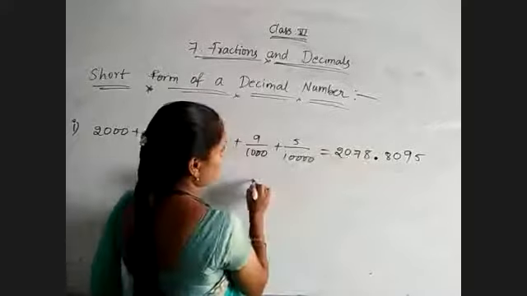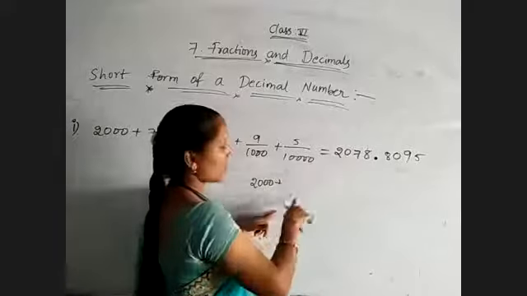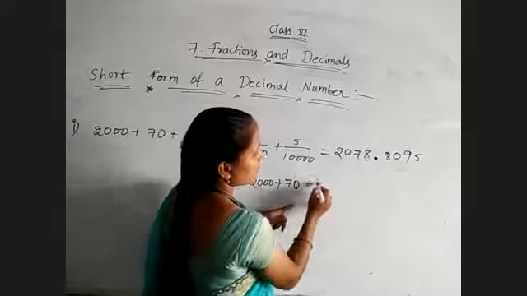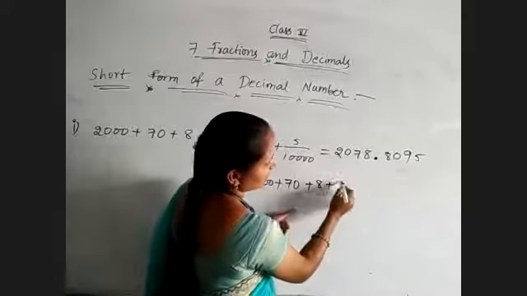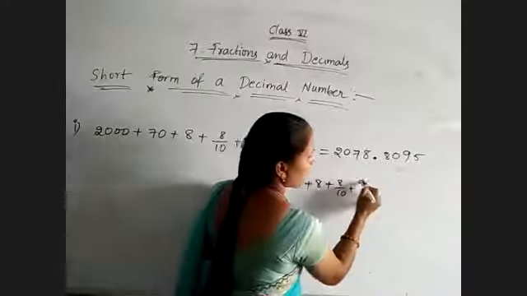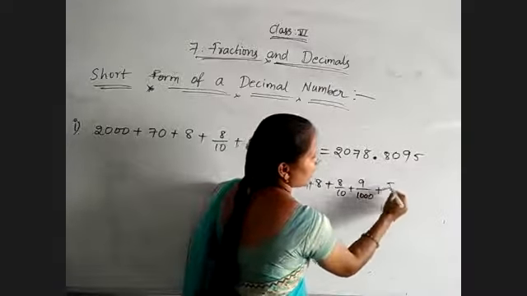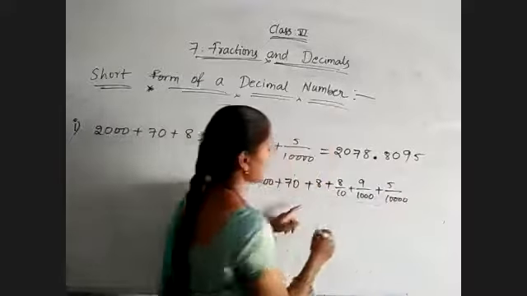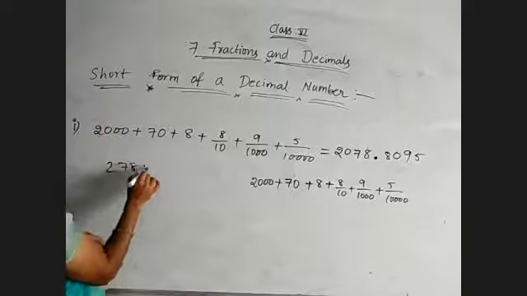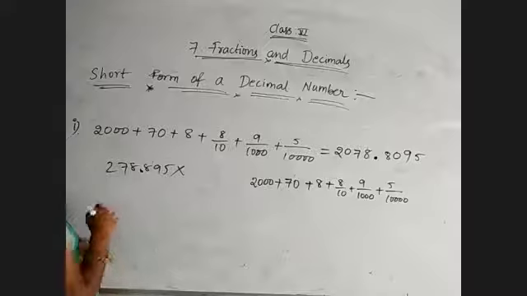So just write that: 2000 plus 0, meaning 0 hundreds, no need to indicate. Next, 7 is in tens place, so 70. 8 is in ones place, so 8. And 8 is in tenths place, so 8 by 10. And again 0 is there, for 0 no need to write. And 9 by 1000, it is the third digit, the thousandth digit, plus 5 by 10,000. So we got the same number. If you write 278,895, this is wrong. Okay.